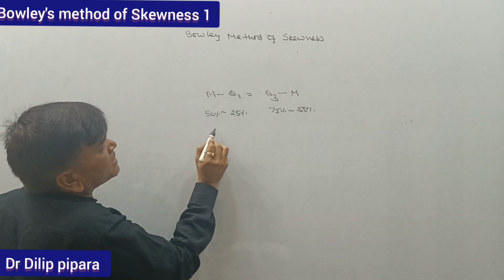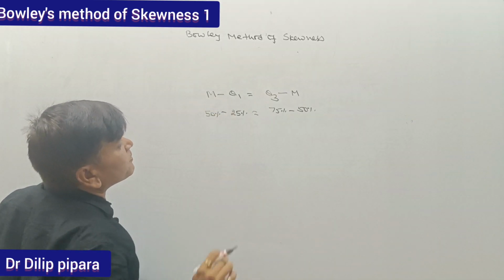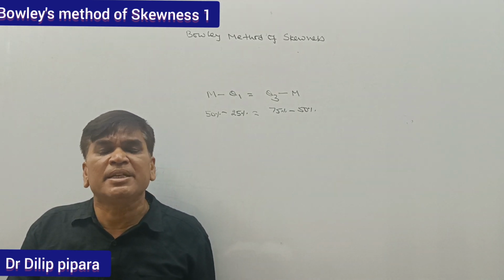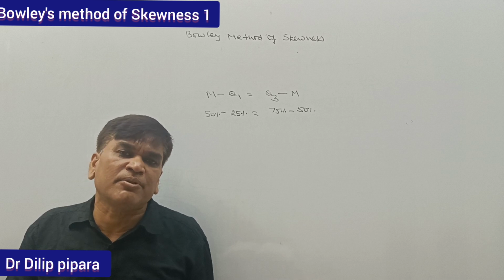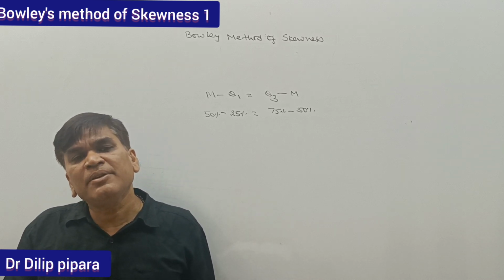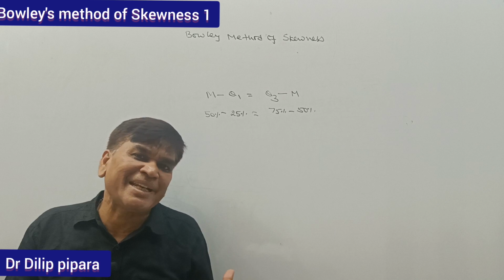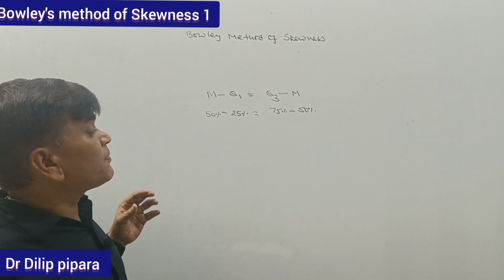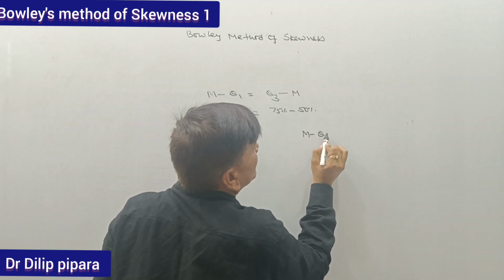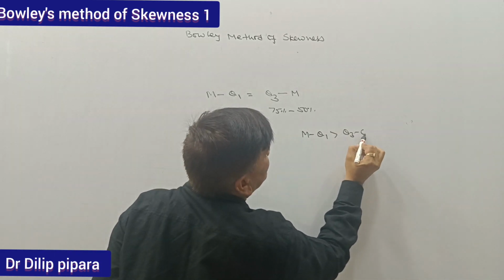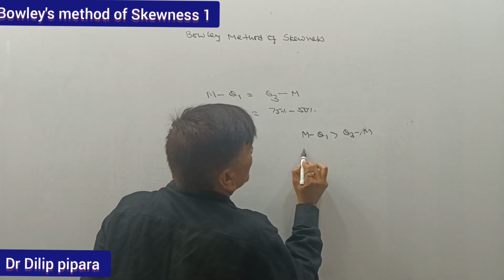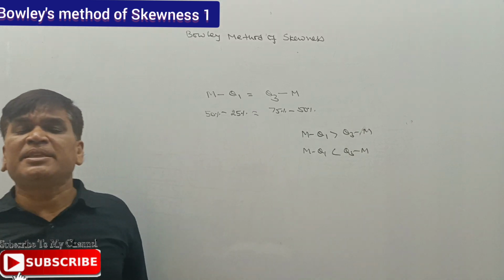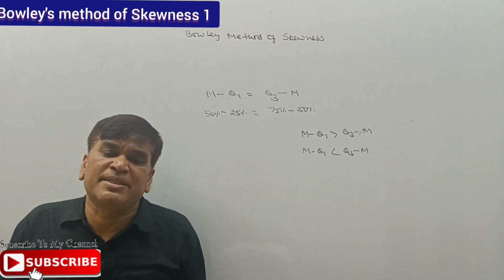So if in a series the difference between the first quartile and the median is equal to the difference between the third quartile and the median, then we will say that the series is symmetrical. There is no asymmetry. But if M minus Q1 is greater than Q3 minus M, or M minus Q1 is less than Q3 minus M, it means that the series has some skewness.